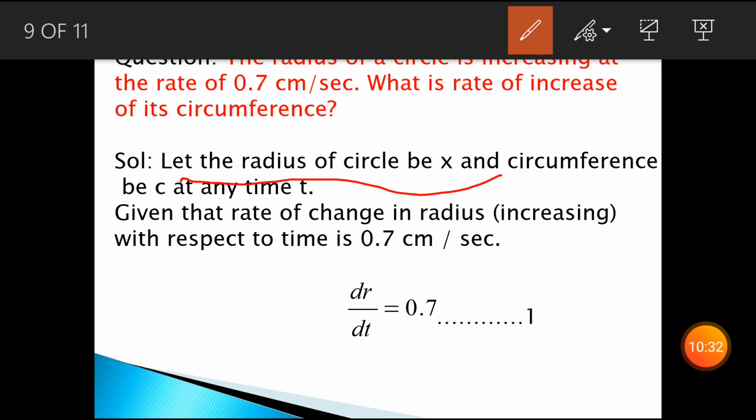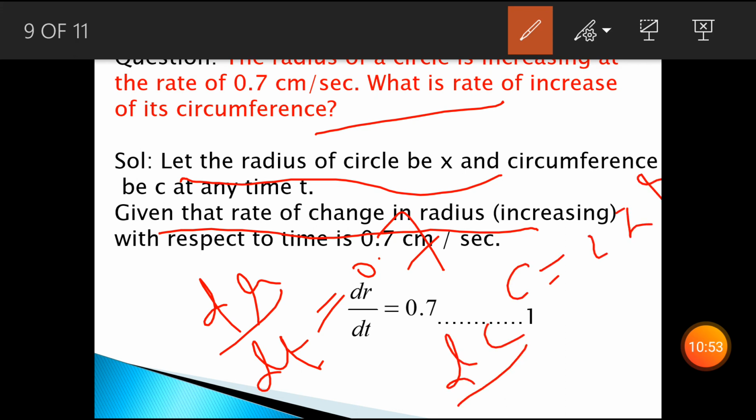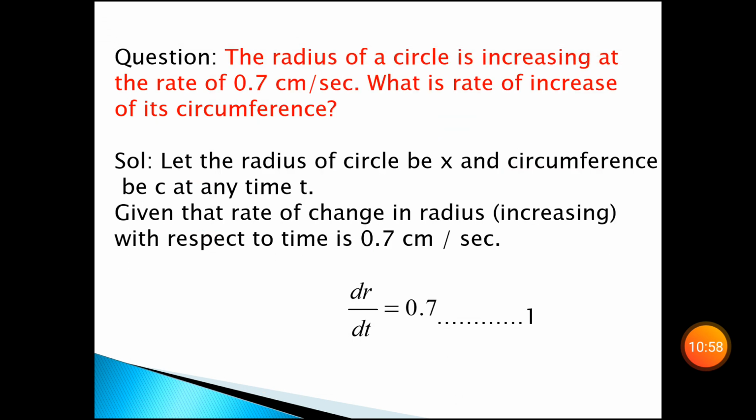Okay, what is given to us? The rate of change in radius, that is increasing also. So the change in radius means dr, with respect to time dt, and it is positive because it is increasing. Okay, now they have asked for the circumference. Circumference is c equals 2 pi r. Okay, and rate of change means dc over dt, that we are going to calculate in the next slide.